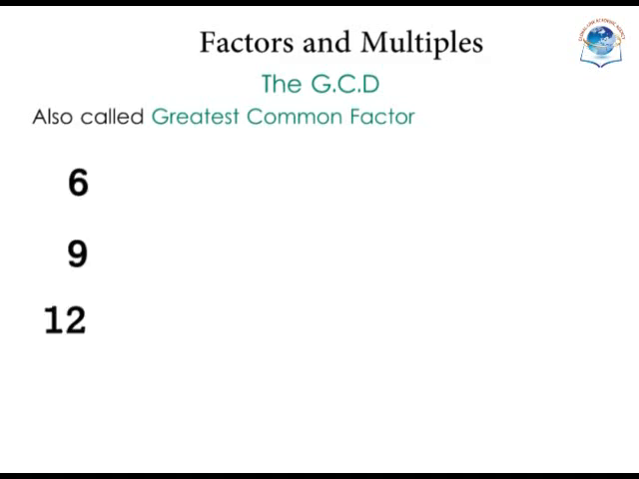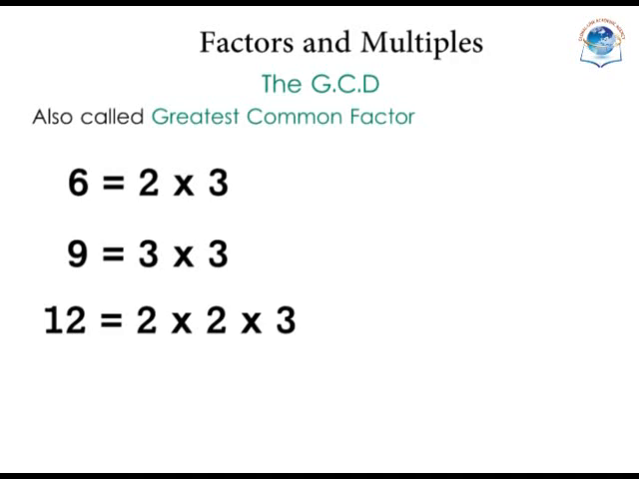Consider the numbers 6, 9, and 12. If we factorize them, 6 is equal to 2 times 3, 9 is equal to 3 times 3, and 12 is equal to 2 times 2 times 3. The largest common factor is 3, and therefore the GCD of 6, 9, and 12 is 3.